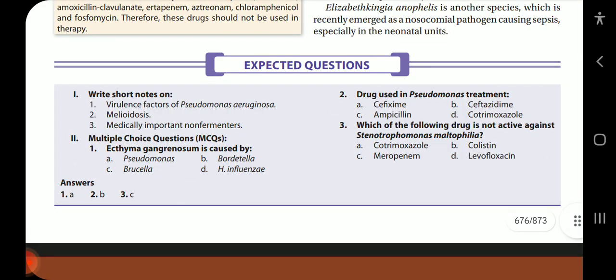Let's discuss some questions. Write a short note on virulence factors of Pseudomonas aeruginosa, melioidosis, and medically important non-fermenters. Now the MCQs: ecthyma gangrenosum is caused by Pseudomonas. The drug used in Pseudomonas treatment is ceftazidime. And which of the following is not active against Stenotrophomonas maltophilia? Cotrimoxazole is active, colistin is given, levofloxacin is also given, but meropenem is not given. Okay, so this completes our chapter.